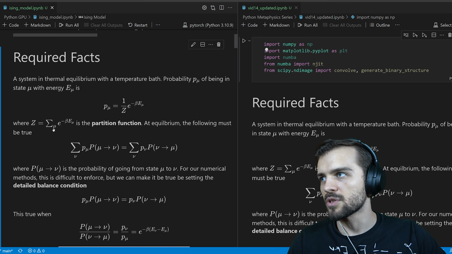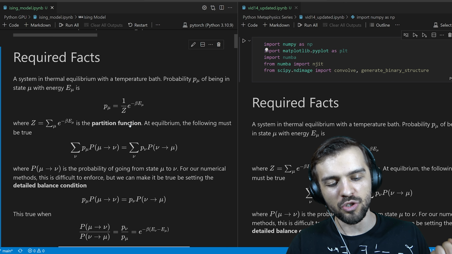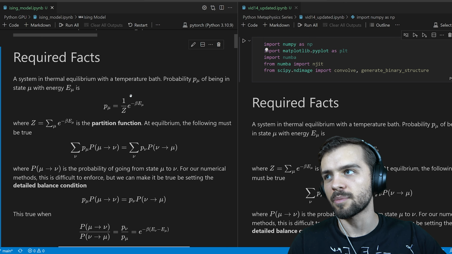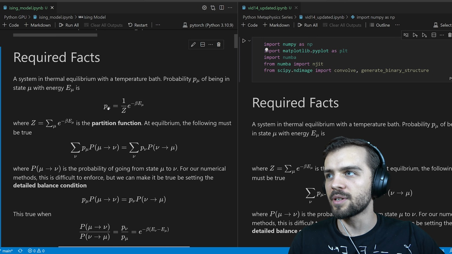Z, the sum over all possible states, is known as the partition function. That's an extremely important concept in statistical mechanics. It's not super important here because it turns out it will cancel out. There's an important notion you have to think about in what's happening here.